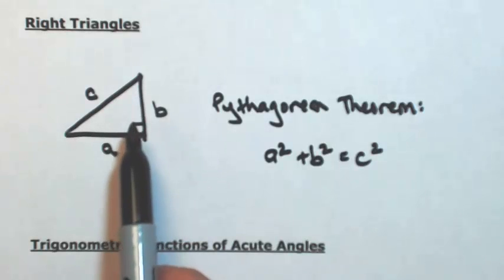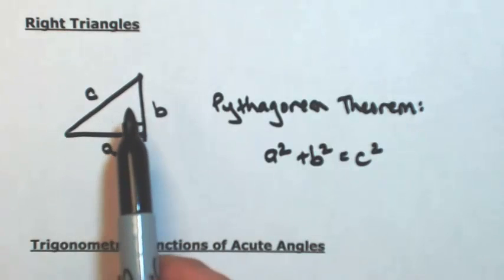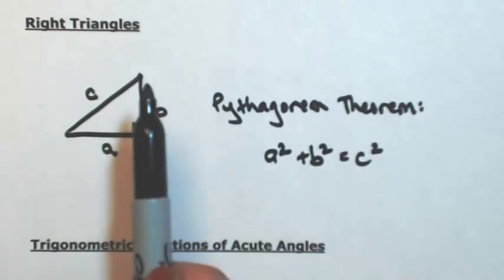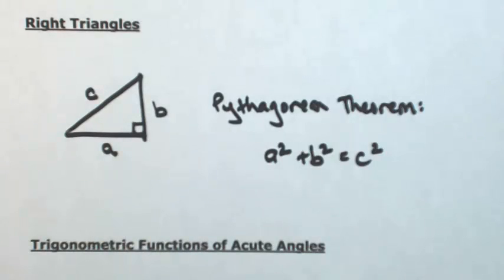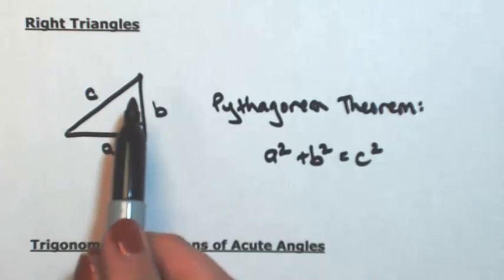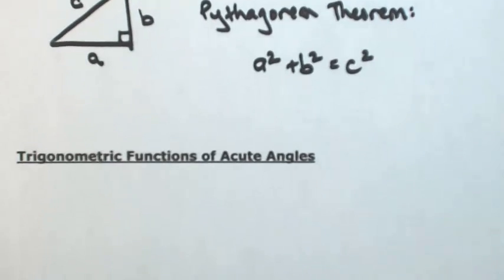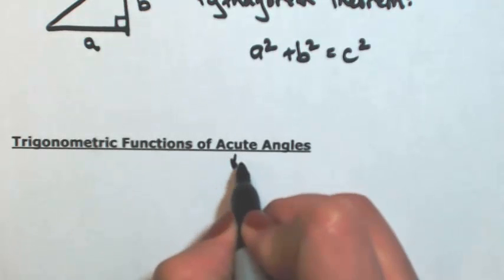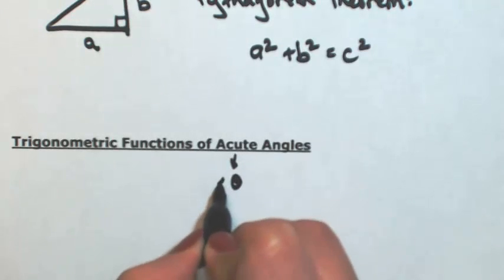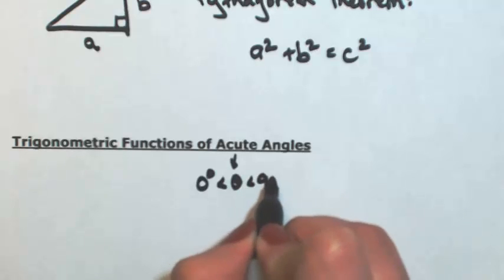Now since we have a 90-degree angle, the other two angles have to be less than 90, because the angles of a triangle add up to 180 degrees. So one of these angles, either one, is less than 90. So what we can do is define our trigonometric functions of acute angles in the following way. Recall that an acute angle, I call it theta, is between 0 and 90 degrees.